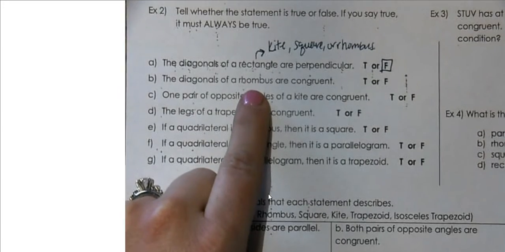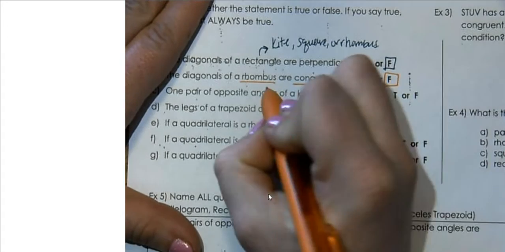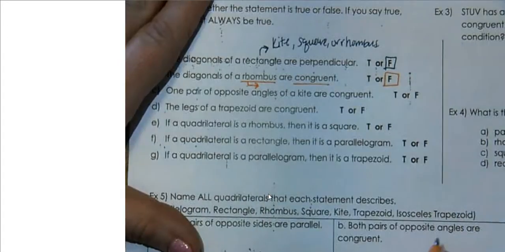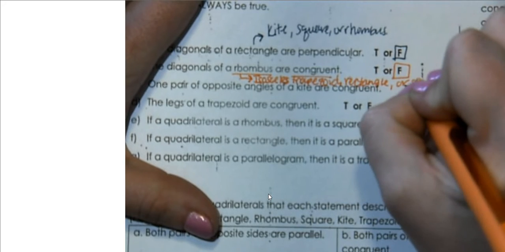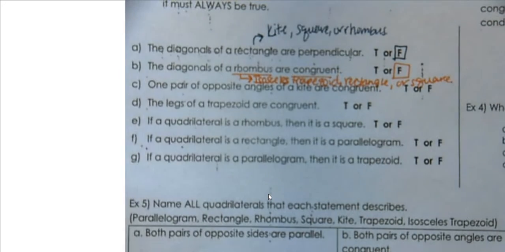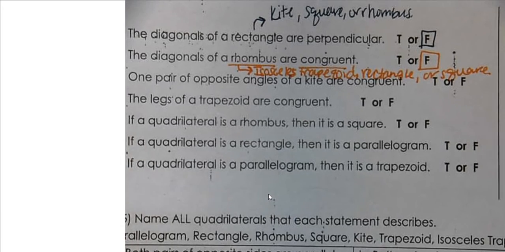The diagonals of a rhombus are congruent. That is also false. The shapes that have congruent diagonals are an isosceles trapezoid, a rectangle, or a square. They have congruent diagonals. Isosceles trapezoid, a rectangle, or a square have congruent diagonals.